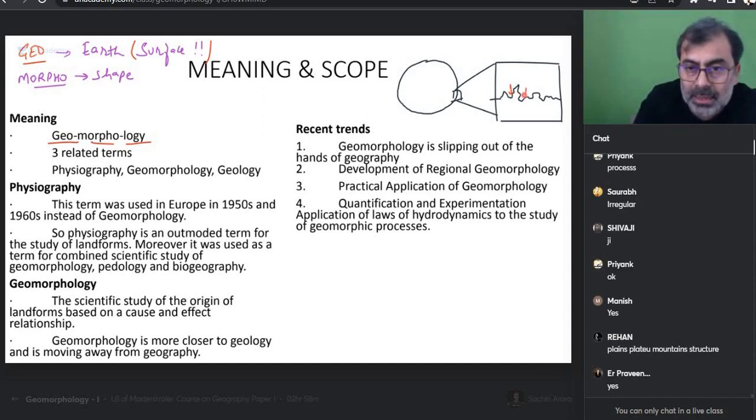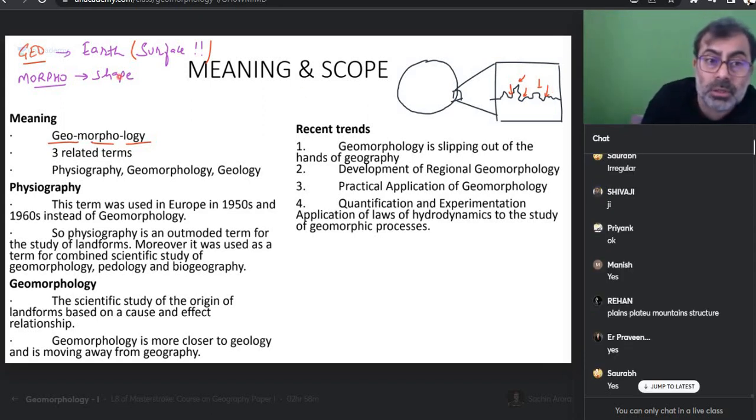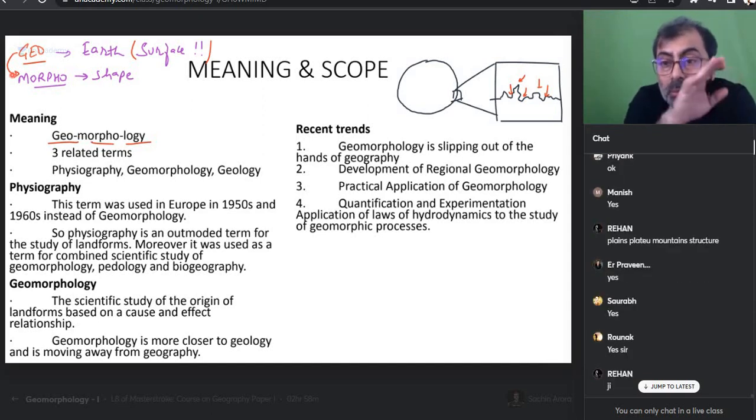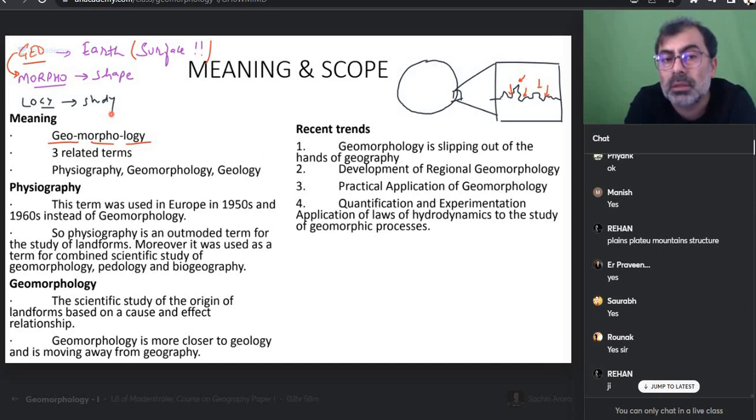So there will be lowlands and there will be highlands, yes or no? Geomorphology studies them. Geomorphology studies the shape, the morphology, and logy is the study or writing. Logy means the study. Geomorphology, the study of the shape of Earth's surface. That is what we are going to study.